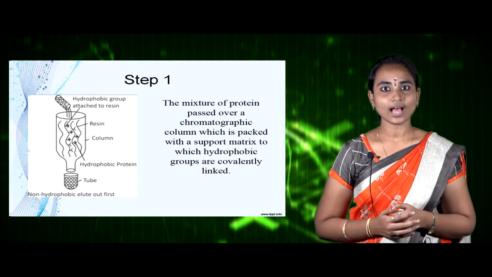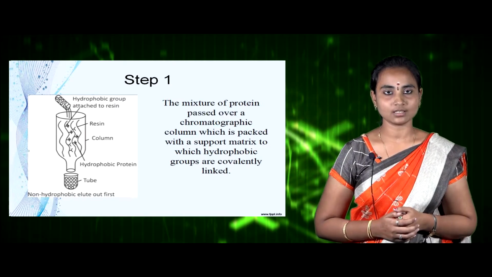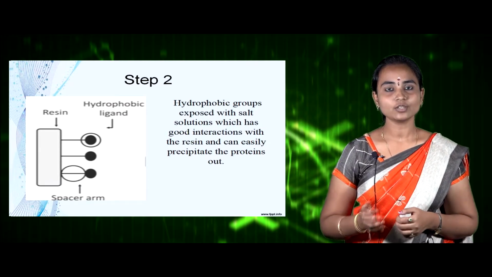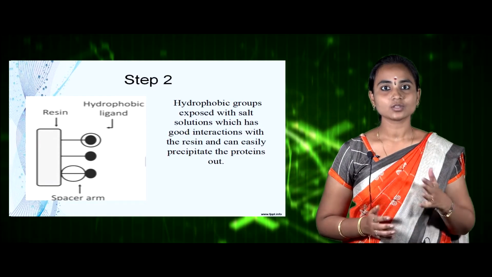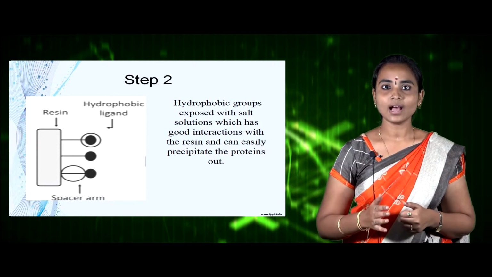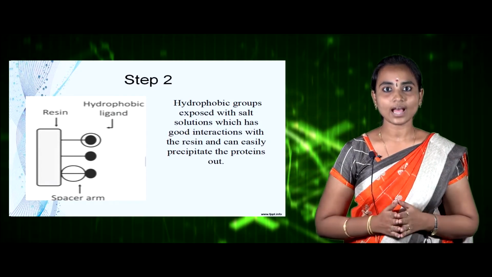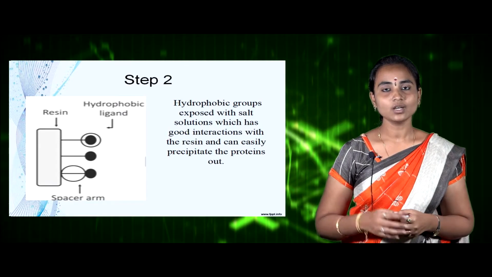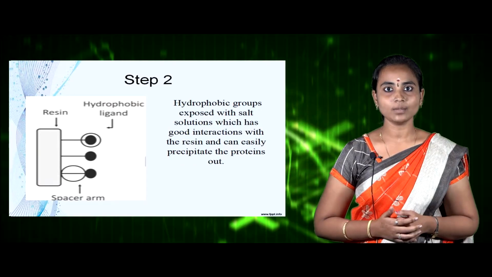Whenever we are adding to the resin, hydrophobic groups get highly interacted with this resin. After this, the resin forms an interaction between the hydrophobic ligand and the resin by using a spacer arm. So this resin complex will be highly complementary to the proteins that are to be eluted out. Whenever we are adding protein for elution, it gets complementary attachment with the hydrophobic group. So the protein gets retained for a particular period of time.